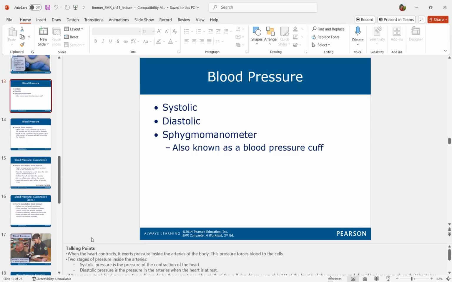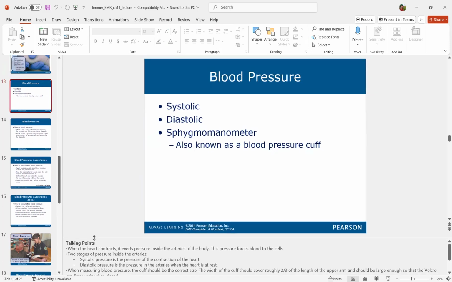Blood pressure, and I know Jules is going to practice this with some of you guys, and I can practice with the rest of you. But when the heart contracts, it exerts a pressure inside the arteries of the body. That pressure forces blood to the cells. There are 2 stages of the pressure inside of our arteries, and that's where we get our top number and our bottom number. The top number is our systolic pressure, the pressure of the contraction of the heart.